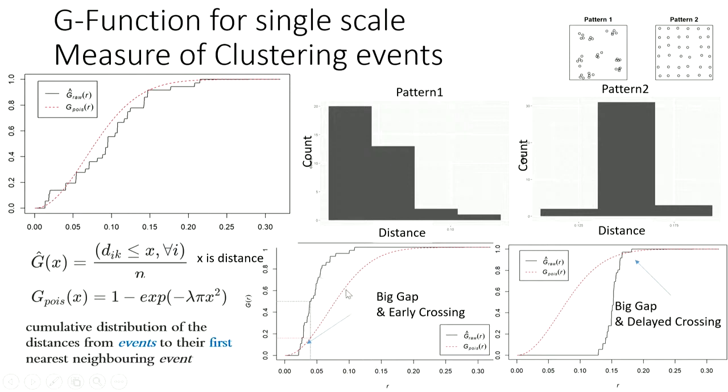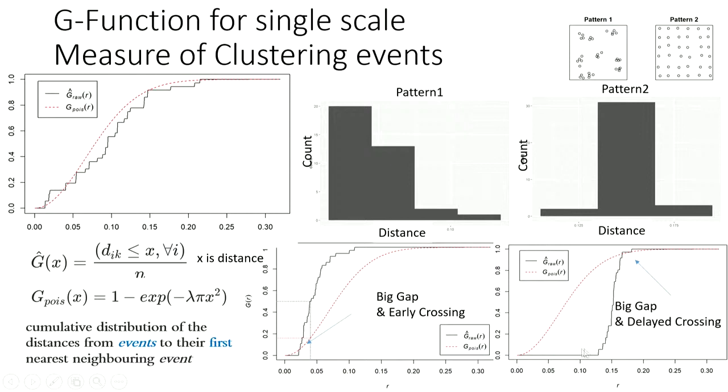But if you see differences, like these two gaps, then in the first case, at the beginning there will be a sudden high value, then a sudden rise, and then at very small distances it will exhaust all the nearest distances, and then it will remain constant. This represents a clustering scenario.